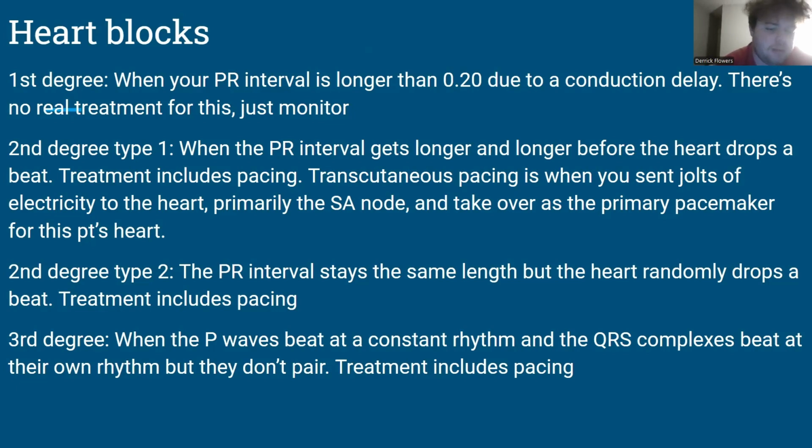You're beating their heart. That's your job. Second degree type 2, the PR interval stays the exact same length, but the heart randomly drops a beat. Treatment is the same. Okay. Third degree, when the P waves beat at a constant rhythm and the QRSs beat at their own rhythm, but they don't pair. So your P waves are marching on their own, your QRSs are marching on their own, but they're not conducting well together. They're not matching. Okay. Treatment's the same.